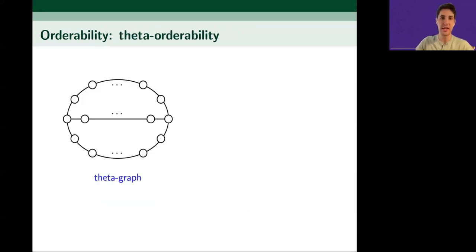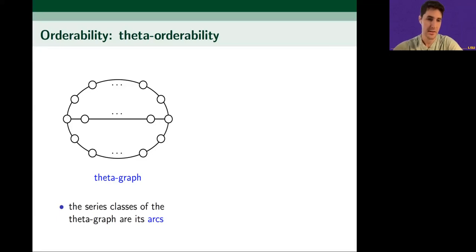Next, we have theta orderability. So this is a theta graph, in case you haven't seen a theta graph, but I feel confident that you know what I mean when I point at the thing. This is obviously the graphic version, but in a matroid, if you have some subset that you restrict to, and that restriction is isomorphic to the cycle matroid of this graph, that's what we would call a theta graph that lives in a matroid.